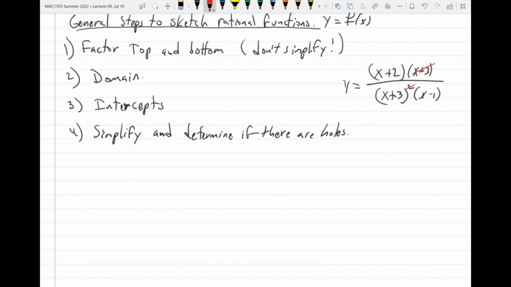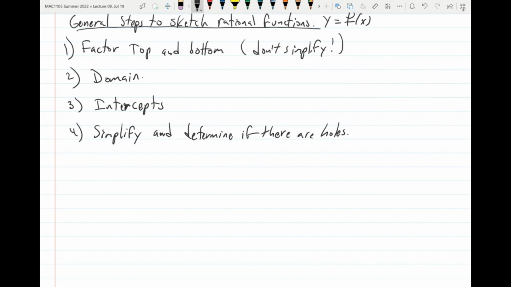So remember, you're going to have a hole if a factor that's on top also shows up in the bottom, but then after simplifying, it disappears from the bottom. If it's no longer on the bottom, then you have a hole. If it stays in the bottom, you're going to have a vertical asymptote. Okay? So after you simplify, you observe if a factor disappears from the bottom, you have a hole, make a note of it. Otherwise, you're going to forget, you're going to draw the wrong picture. If you don't draw the hole, it's wrong. Okay? All right. So simplify and determine if there are holes.